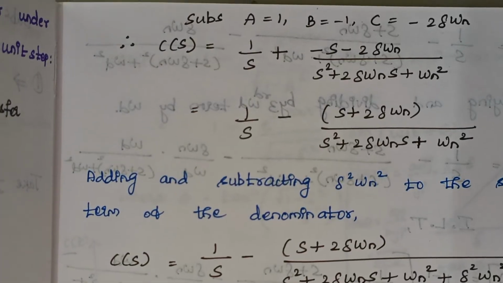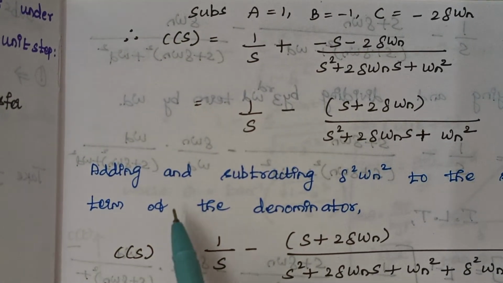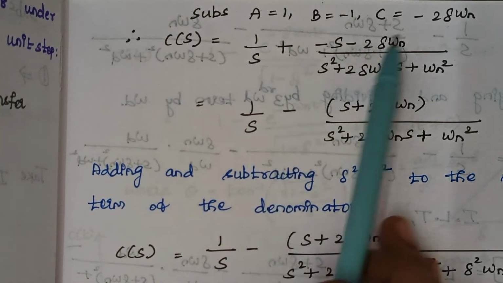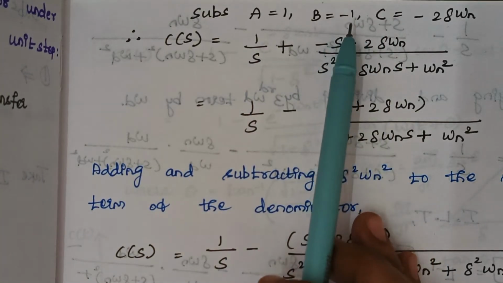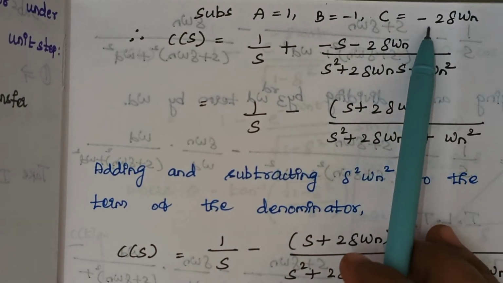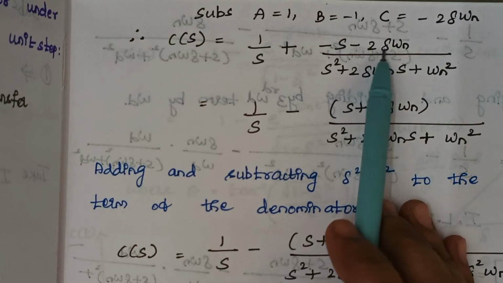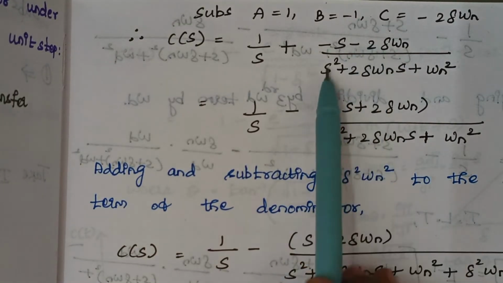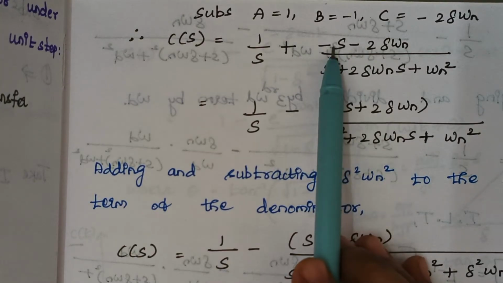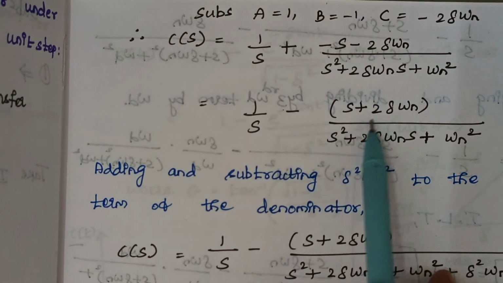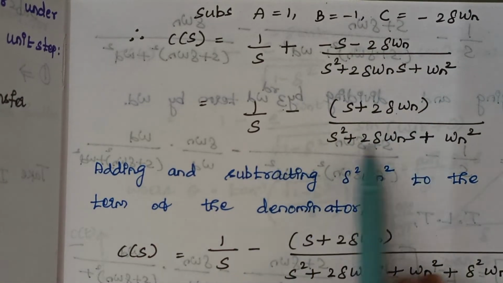So when you substitute the values here, what happens? The expression becomes like this: 1 by s plus, for the value in the place of b we will be having minus 1, so minus s, and in the place of c I am having 2 zeta omega n, so here 2 zeta omega n, right? So here in this expression we are having minus in both the terms, so I am taking this minus outside. So when you take minus outside, this expression becomes s plus 2 zeta omega n, and the remaining terms as such, right?